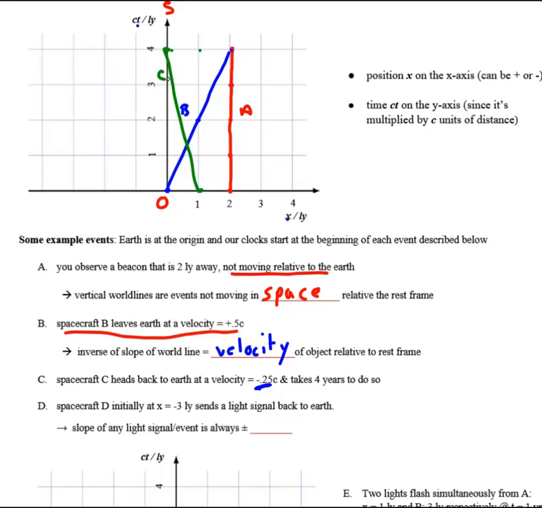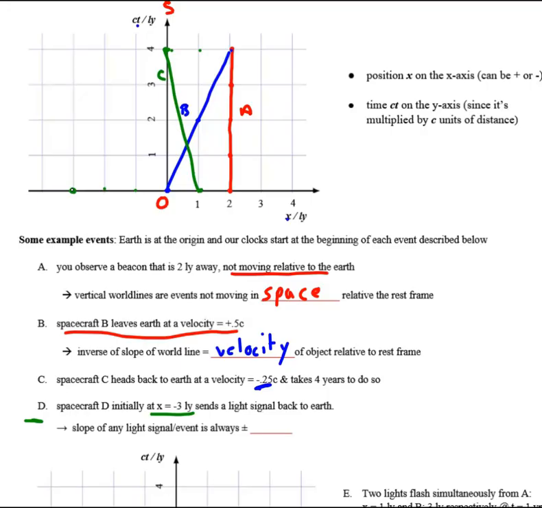So again, we can just show going backwards as well as forward. And then the last one, this is going to be important down the road. Spacecraft D is initially at x equals -3 light years, and it sends a light signal back to Earth. So we're going to say it's at time 0, that's where it is. So if I go over to -3, 1, 2, 3, here is where spaceship D is at time 0. It sends a signal back to Earth.